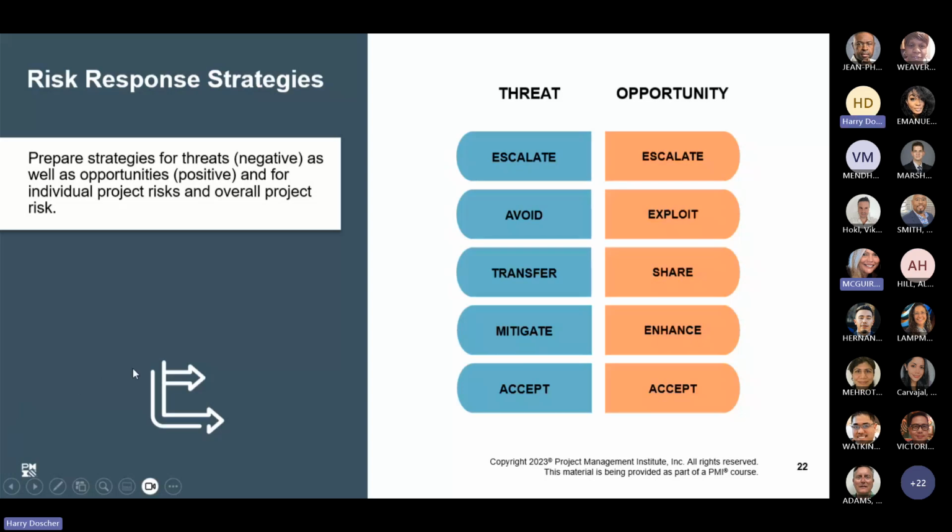Especially for predictive projects, what you want to be able to do is mitigate against threats and have a strategy to exploit any opportunities that come up. So what we can do with a threat or an opportunity is accept it. Threats need to be mitigated, transferred to some other entity. This is where insurance companies come in.